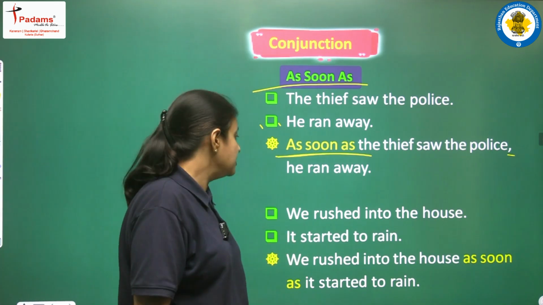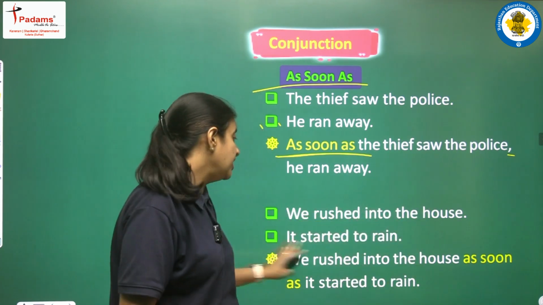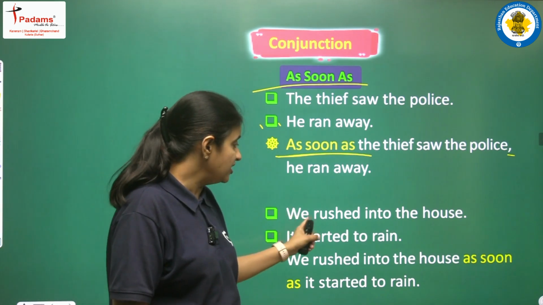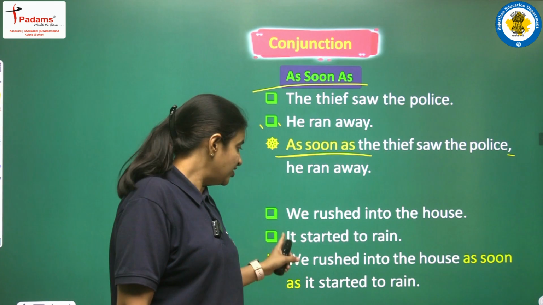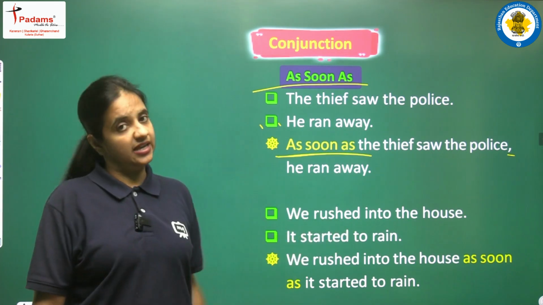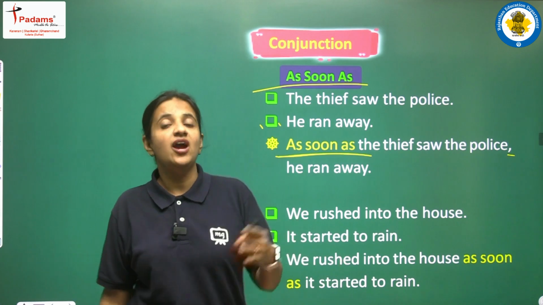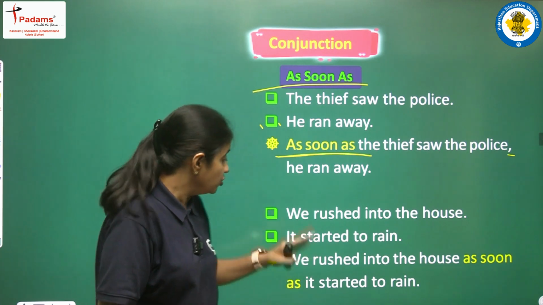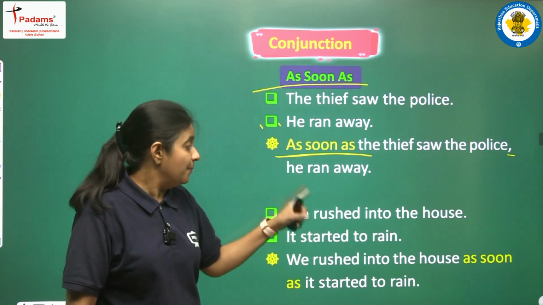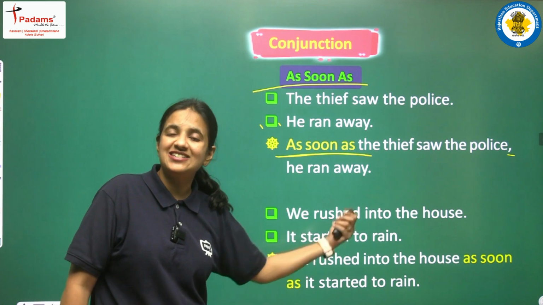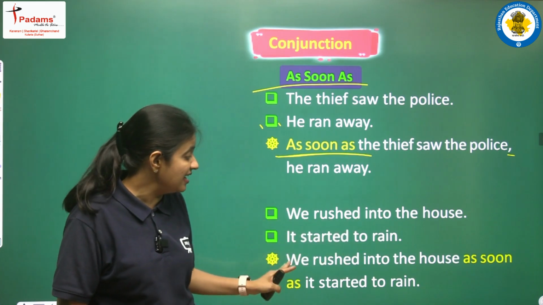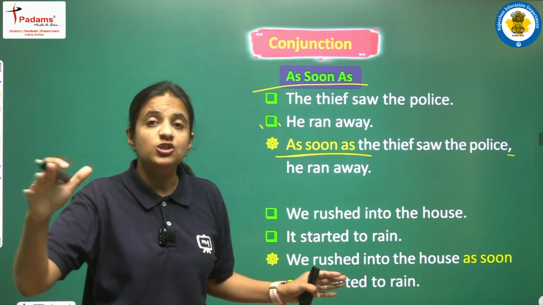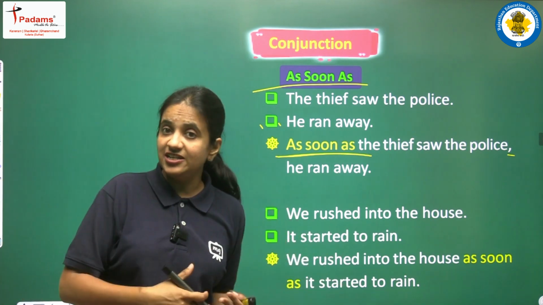So let's read the sentence. We rushed into the house. It started to rain. Again we have two different actions. The first action is that we rushed into the house. The second action is that it started to rain. Again we have to read the sentence very carefully and try to understand what action actually happens first. So which of the two actions would have happened first? First we rushed into the house, or first it started to rain? Obviously, the first thing that happened was, it started to rain. First it started to rain, then because of the rain we rushed into the house, right?